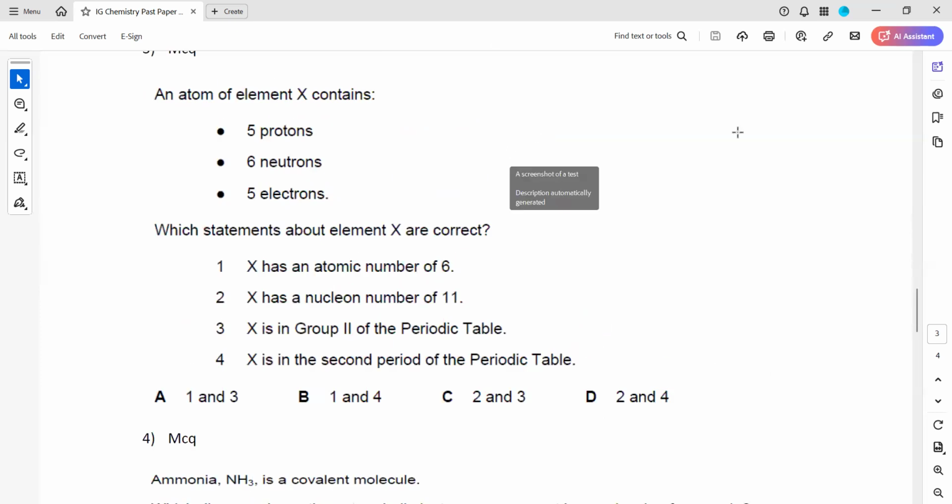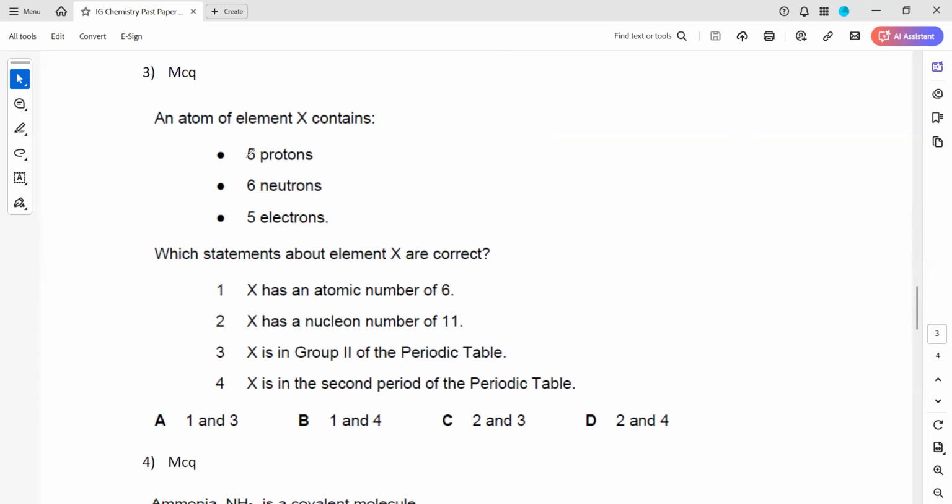In question 3, an atom of element X contains 5 protons, 6 neutrons, and 5 electrons. So, what is the arrangement? 2, 3 will be the electronic configuration. Which statements about the element X are correct?